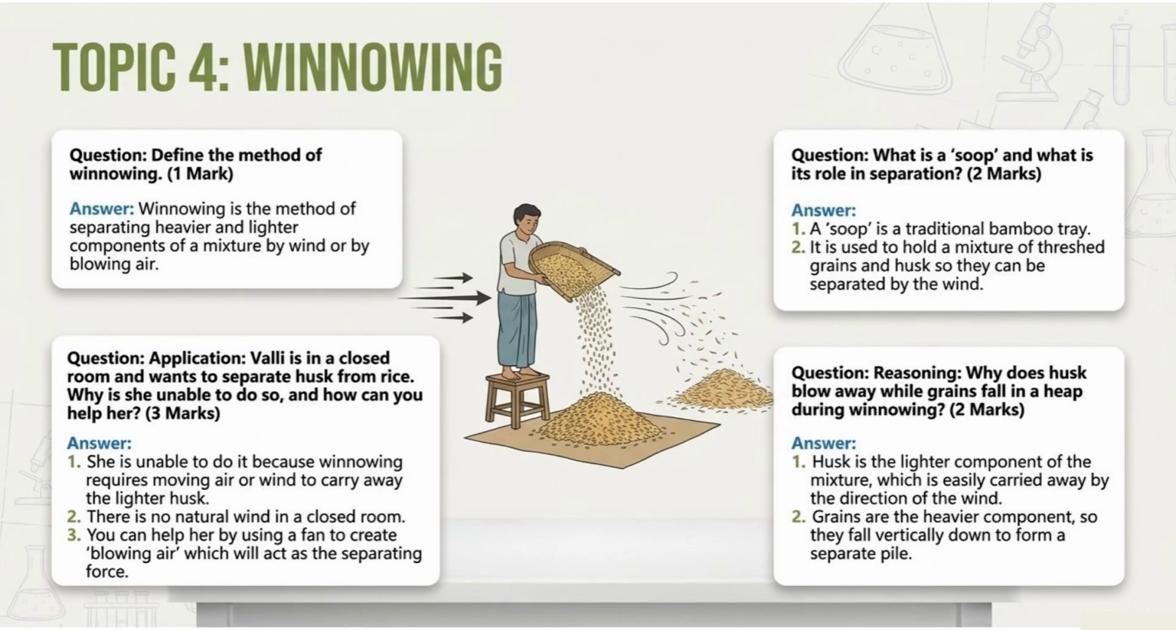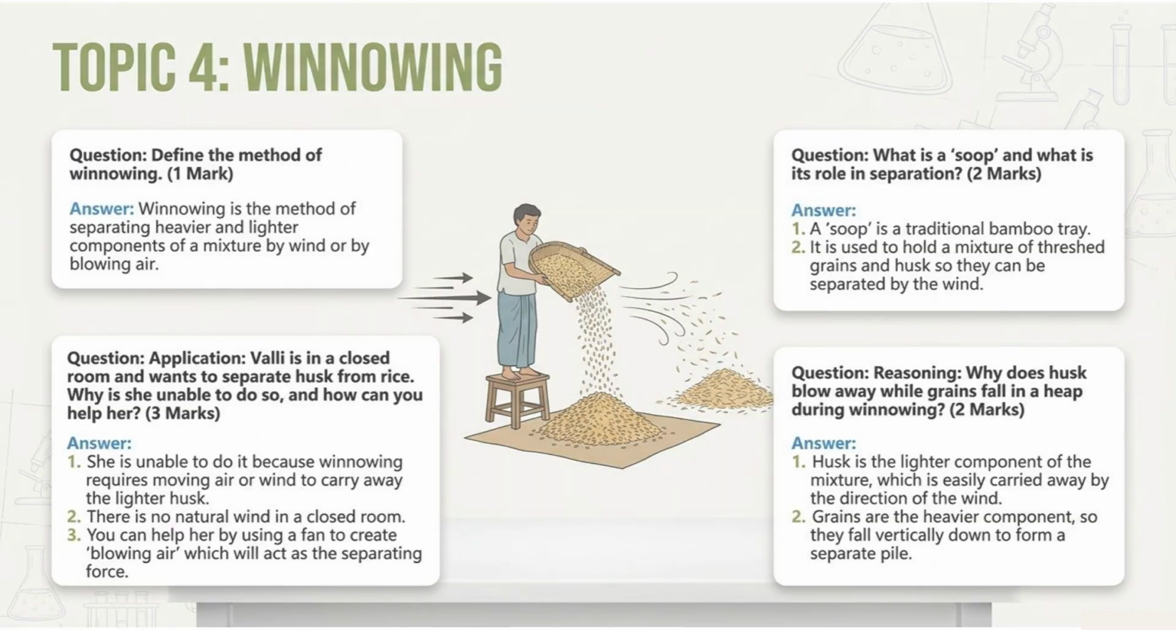Question, application. Valli is in a closed room and wants to separate husk from rice. Why is she unable to do so and how can you help her? 3 marks. Answer, she is unable to do it because winnowing requires moving air or wind to carry away the lighter husk. There is no natural wind in a closed room. You can help her by using a fan to create blowing air, which will act as the separating force.